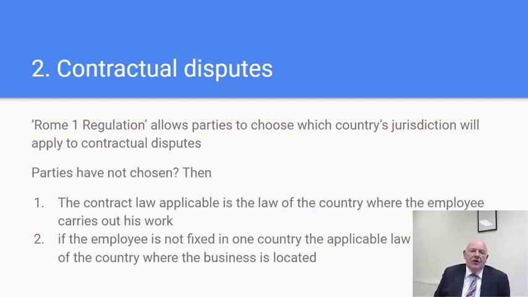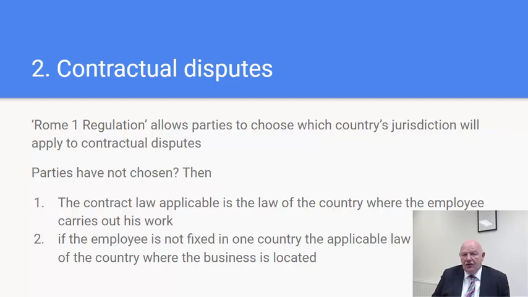Second big issue to look at would be contractual disputes. The employment relationship between you as an employee and the employer is governed by a contract of employment. So what jurisdiction will apply? What country's jurisdiction will apply to the contract? The Rome 1 regulation allows parties to choose which country's jurisdiction will apply to contractual disputes. So the parties themselves choose.